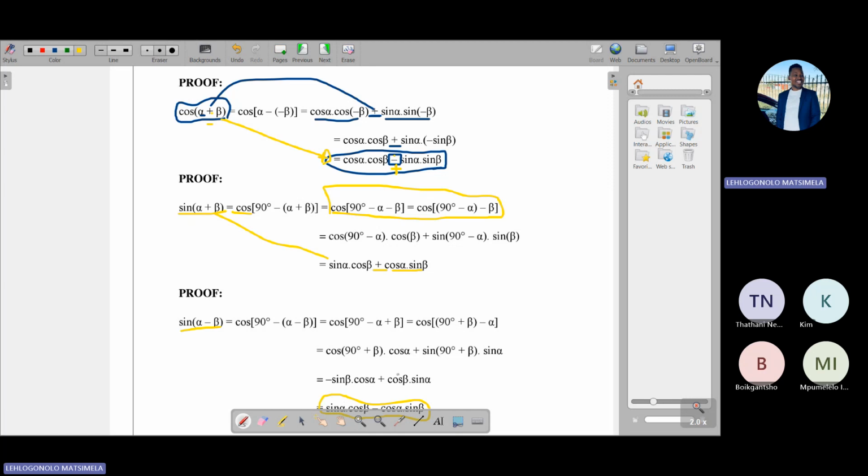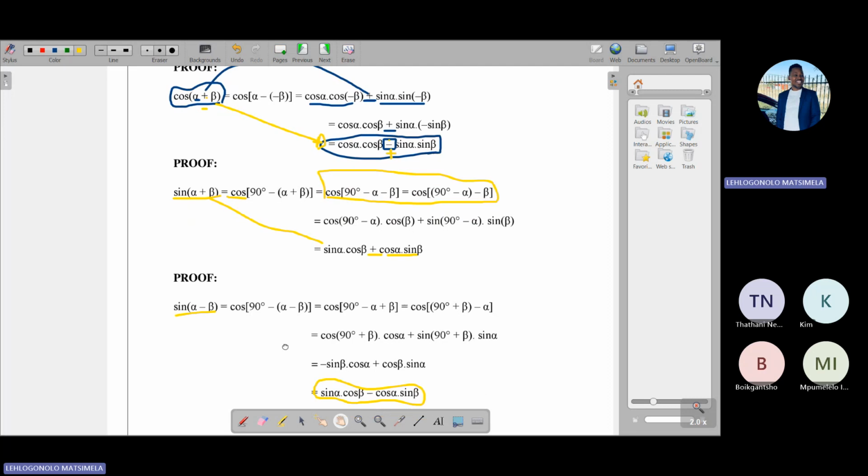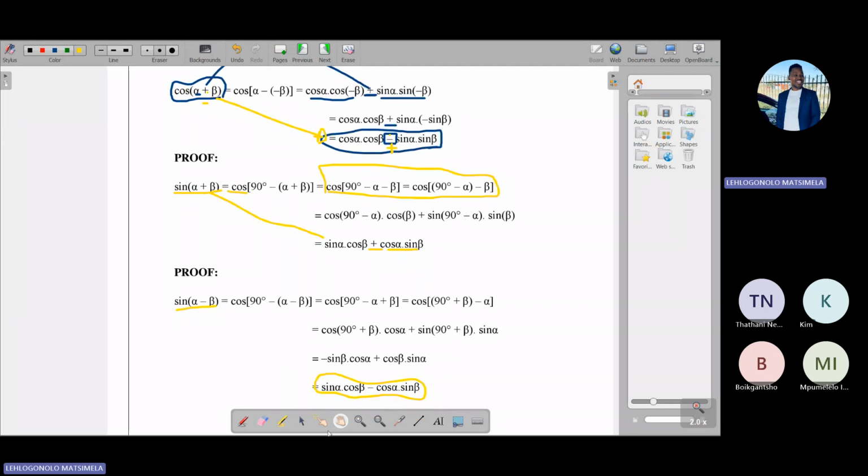Minus is minus. There's no change in it, so it remains minus as it is, and then we figure out the answer as it is. So these things are helping us when we simplify.